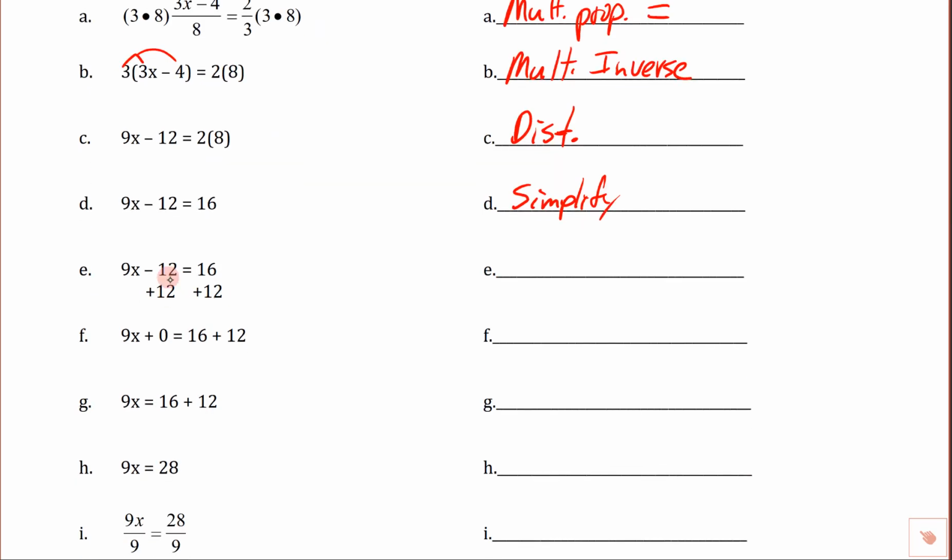Next one. What we're doing on this step right here is we are adding 12 to both sides. So this is the additive property of equality. So add prop equality. Next one, what we did is we've still got the 9x, and the negative 12 plus 12 turned into a 0. So that's the whole idea of additive inverses. So I'm going to write additive inverse. Additive inverse. We'll abbreviate that just a little bit.